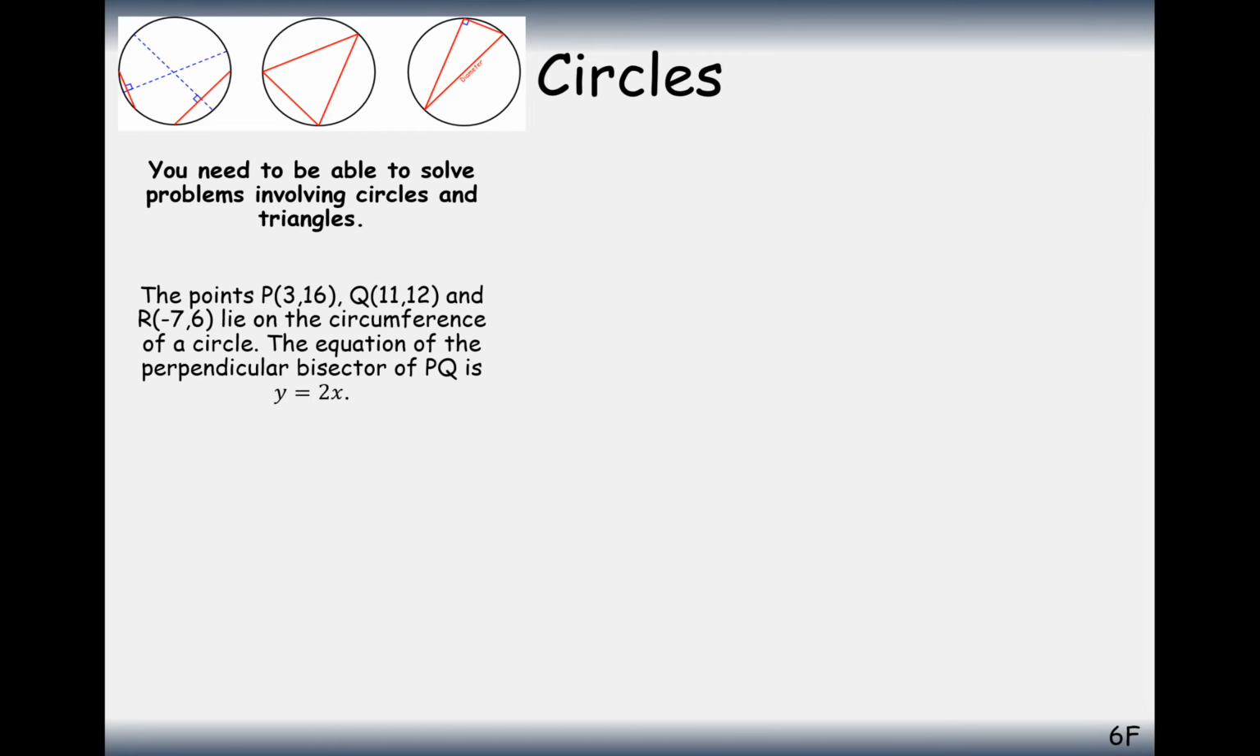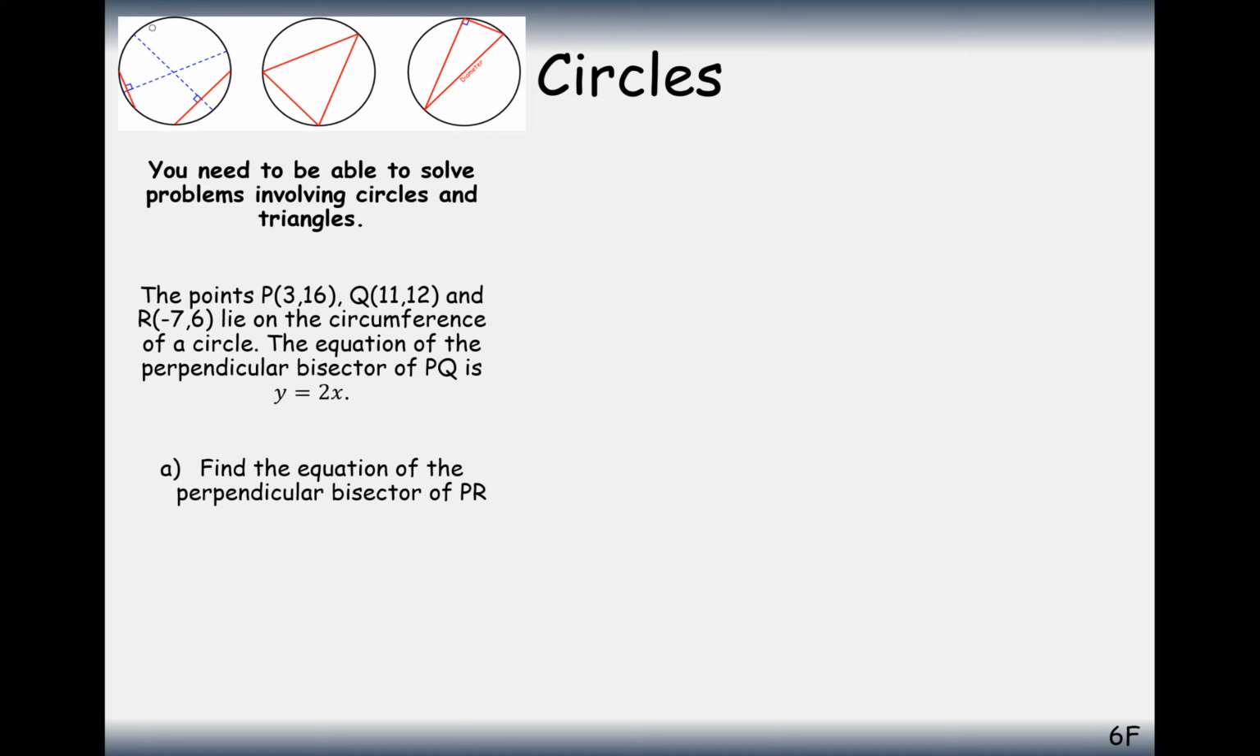Right, so let's move on to the next question. We have three coordinates on our circle that form a triangle. They're all on the circumference of a circle. The equation of the perpendicular bisector PQ is y = 2x. Find the equation of the perpendicular bisector for PR this time.